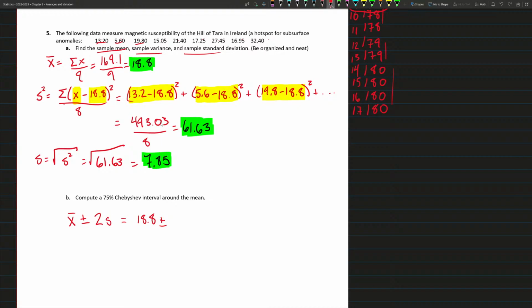So 18.8 plus or minus 7.85, and that interval is 18.8 plus 7.85, which is 26.65, and then 18.8 minus 7.85, which is 10.95. So that would be our interval.